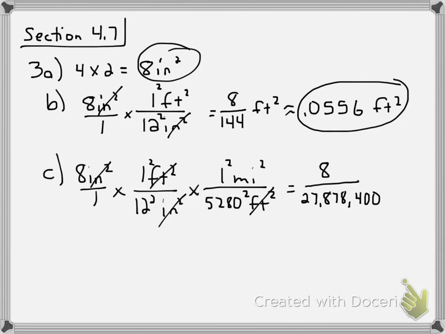Oops, I made a mistake. 27,878,400 is what you get when you square the 5,280. So you need to take that number and multiply by 144. And my little calculator won't even do it. So we're relying on yours, Alexis.